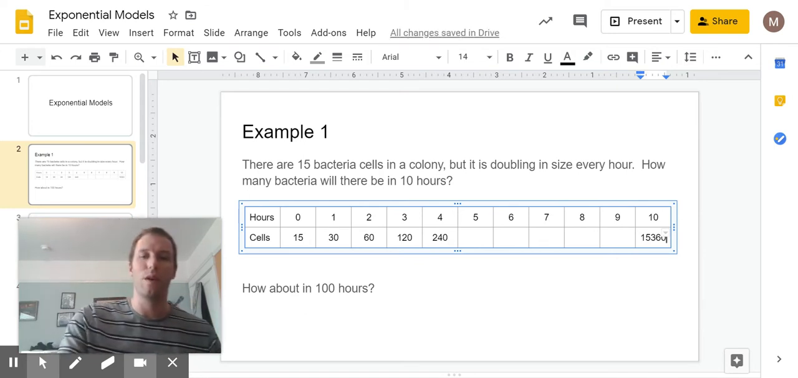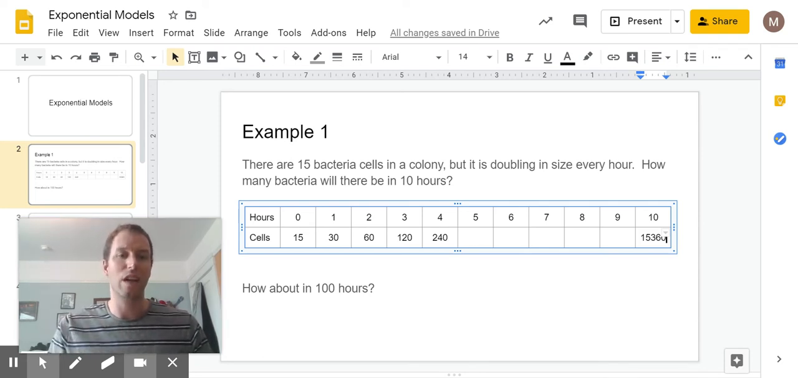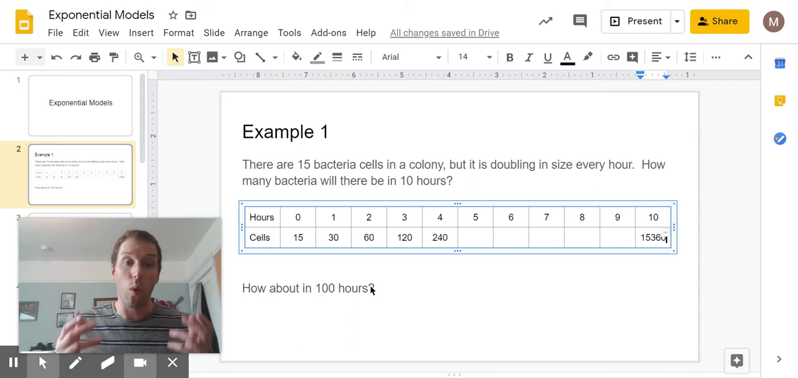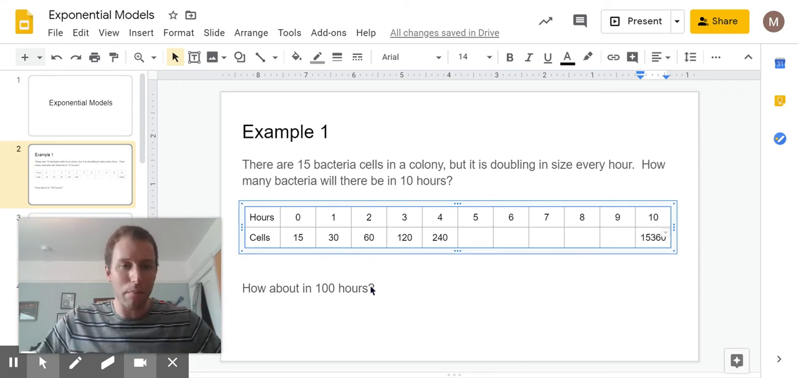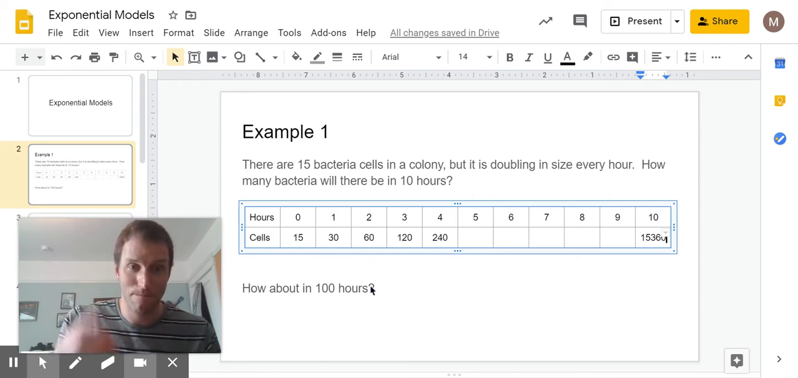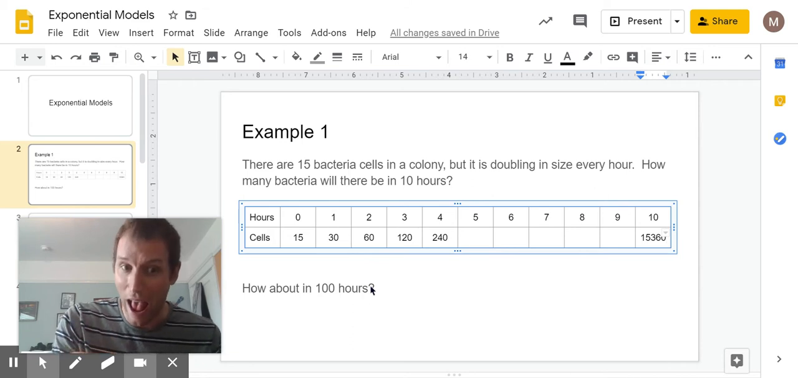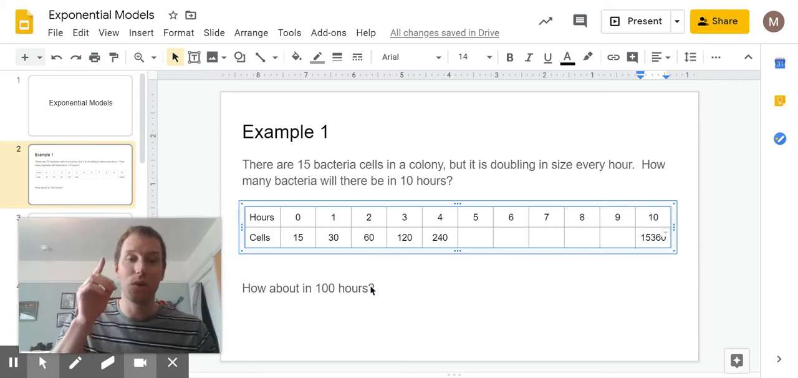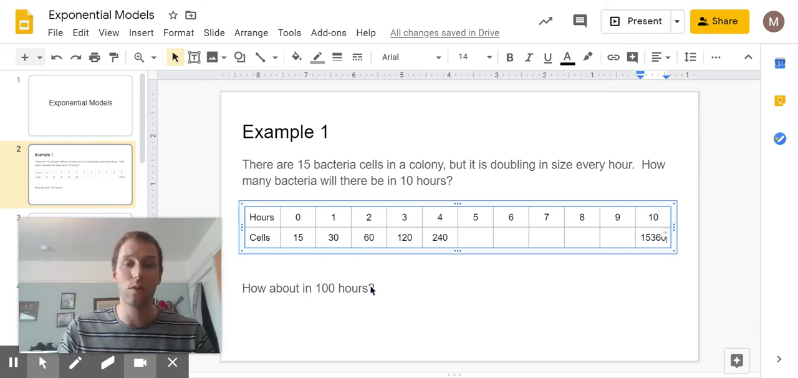There must be a better way of doing that, particularly if I'm then going to answer the question of how many are there in 100 hours. Well, what could I do instead of multiplying by 2 over and over again? What mathematical operation is multiplication by the same number over and over again? Exponents. I could do an exponential function. I could raise 2 to a power. Instead, I've got to multiply 15 by 2, 1, 2, 3, 4, 5, 6, 7, 8, 9, 10 times to get to this number out here.